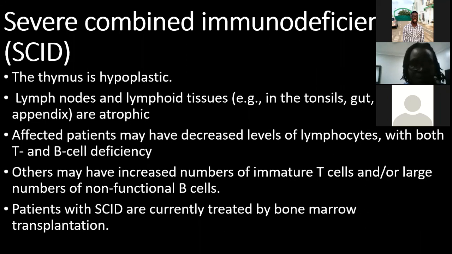So the thymus is hypoplastic. The lymph nodes and lymphoid tissues are atrophic because basically this is what the problem with the T cell production is.